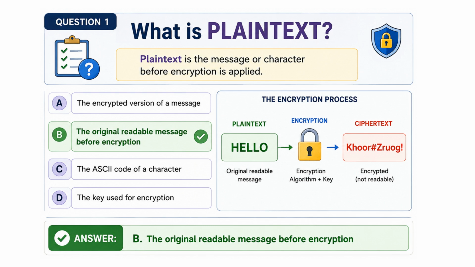Plaintext is the message or character before encryption is applied. For example, the word hello is plaintext because it is still in its original readable form. When encryption is applied, that plaintext is transformed into ciphertext. So remember, plaintext is the original readable message before encryption.